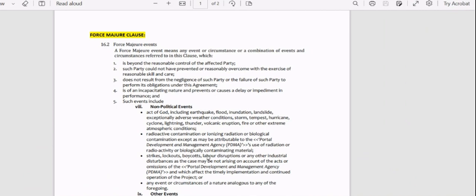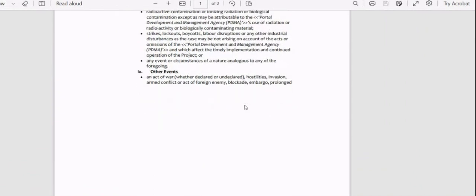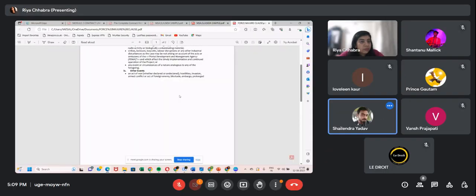Next, again, strikes, lockouts, bandhs, labor disruptions, or any event or circumstances of a nature analogous to any of the foregoing. And under other events, it mentions an act of war, whether declared or undeclared, like currently, which countries had a war? Come on. Which two countries were at war? Sorry? Russia and Ukraine. So do you think that event is covered in the force majeure clause?